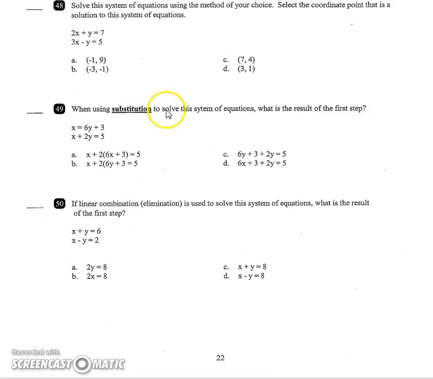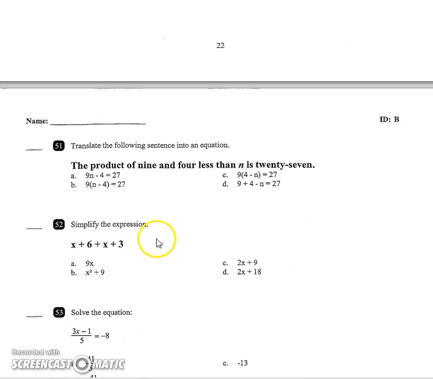When using substitution to solve the system of equations, what is the result of the first step? That's 49. Number 50, if linear combination elimination is used to solve the system of equations, what is the result of the first step? Number 51, translate the following sentence into an equation.